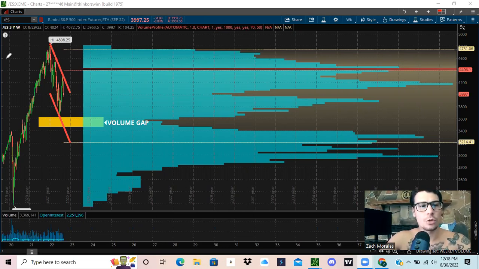Starting off, we're going to look at the weekly volume profile. This is our volume profile here, and it gives us high volume nodes and low volume nodes. These low volume areas are what I like to call volume gaps, and this is where price action is going to move very quickly through these levels. That's why I have those charted up here.